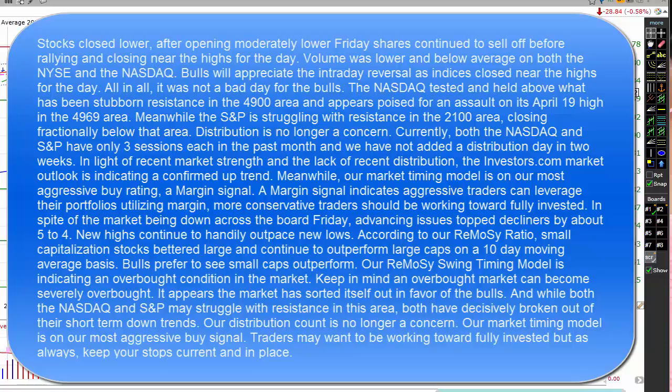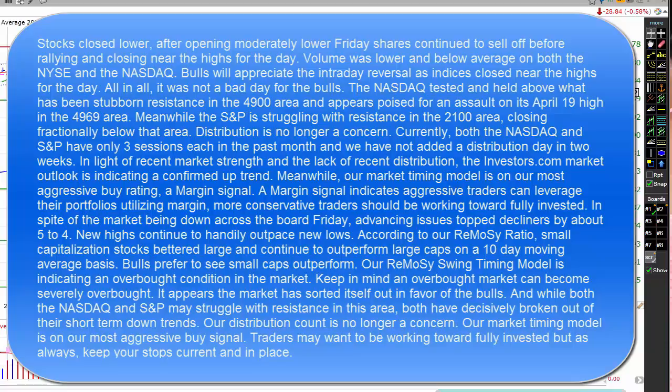A margin signal indicates that aggressive traders can leverage their portfolios utilizing margin. More conservative traders should be working toward fully invested. In spite of the market being down across the board Friday, advancing issues topped decliners by about 5-4. New highs continued to handily outperform new lows.